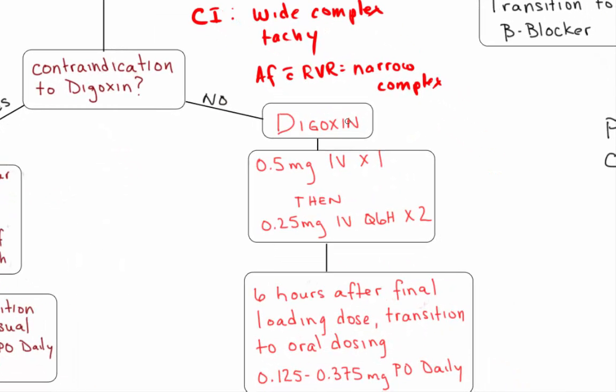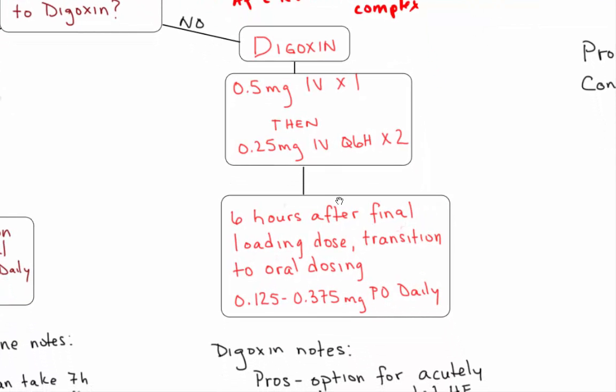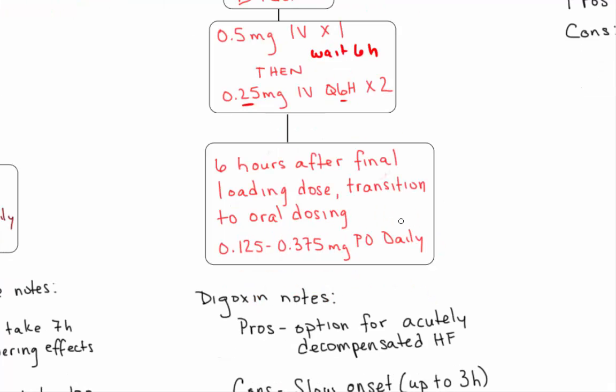So here we're going to say it's a narrow complex tachycardia, and it's Afib with RVR, and there's no obvious contraindications to digoxin. Here we're going to do 0.5 milligram IV times 1, and then we're going to follow that up with 0.25 milligram IV every 6 hours for 2 doses. So you give the first bolus dose, then you wait 6 hours, then we're going to give 0.25 IV, we're going to wait 6 hours, and then we're going to give one more dose of 0.25 IV. And then 6 hours after that, we're going to transition to oral dosing at 0.125 to 0.375 milligrams orally daily.